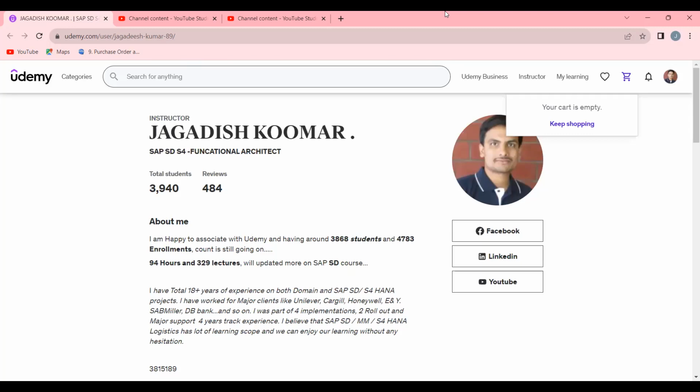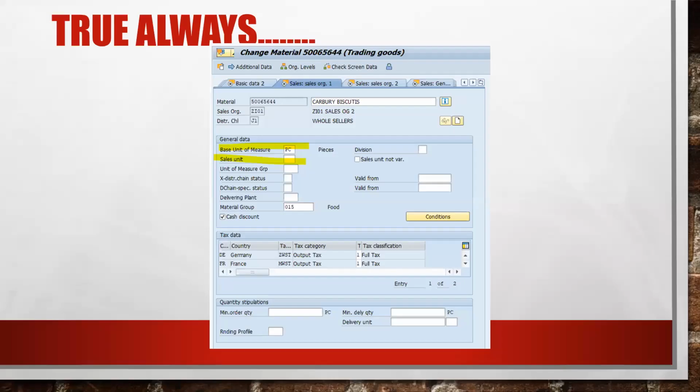Now let's get into the topic. If you look at here, these are the two things. If you're a beginner, try to understand this. This is the base unit of measurement, currently it is piece, and there is one more element called sales unit of measurement. For example, one pack holds 10 pieces, so there are 10 pieces in one biscuit packet. That is the piece actually. The sales unit is one pack, or else one unit.